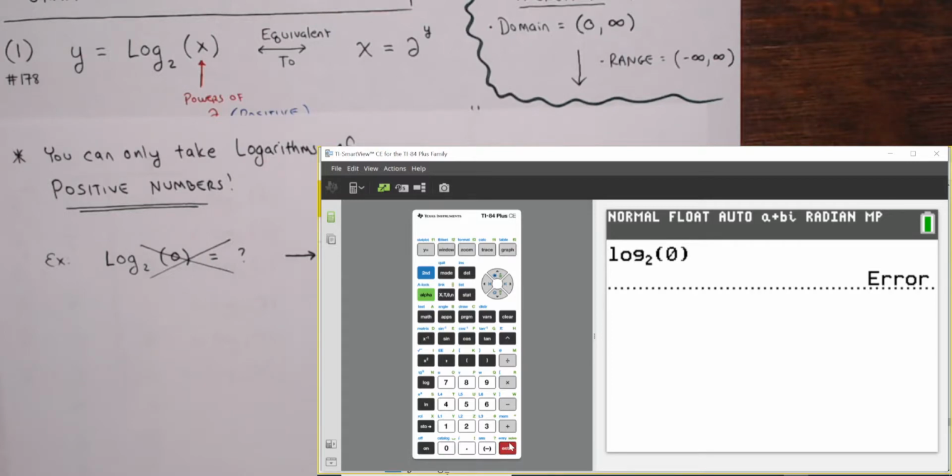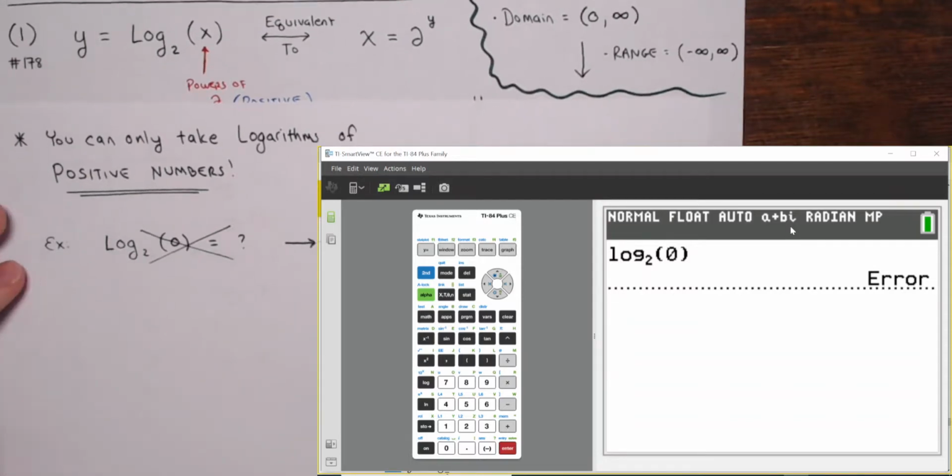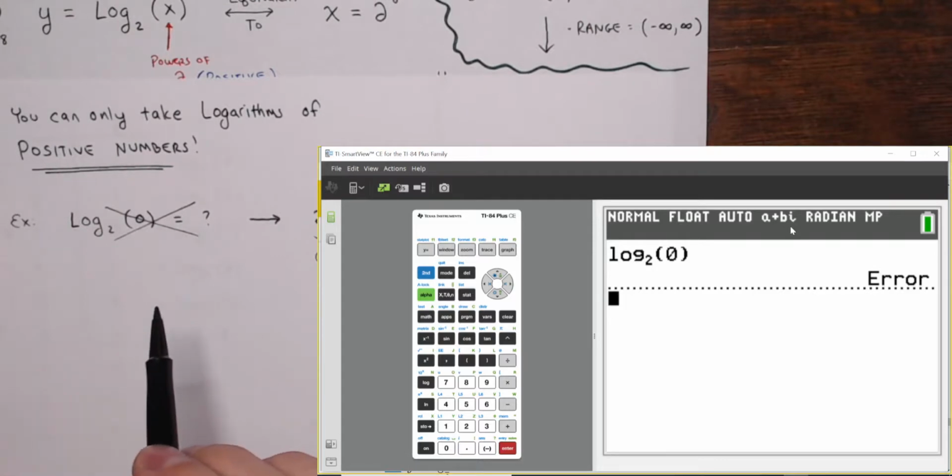Same thing for negatives. Now, I'm going to change this back to real mode. You see, right now I'm in A plus BI mode. If you look at the top of my calculation screen, I'm in complex mode, A plus BI, where remember I is the square root of -1, imaginary. Sure, when I plug in 0 to a logarithm, I get an error.